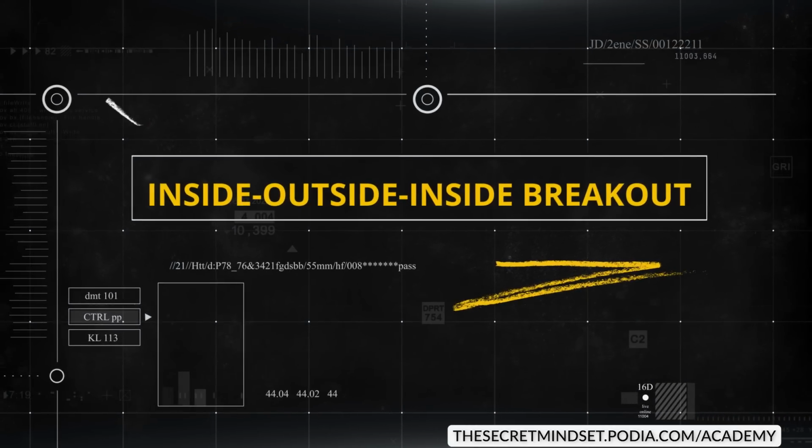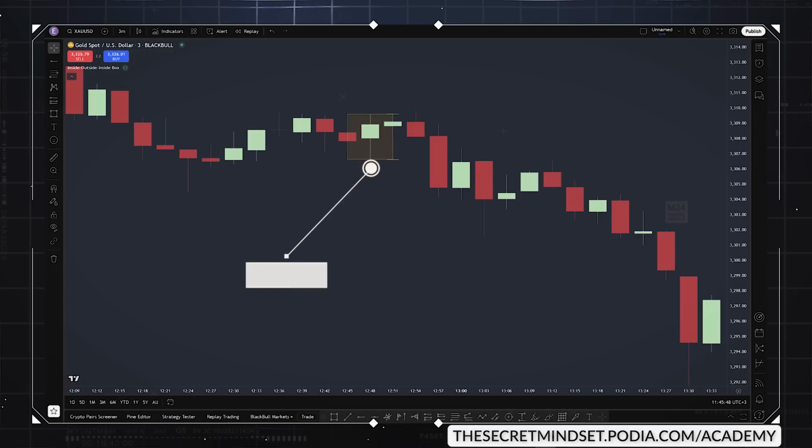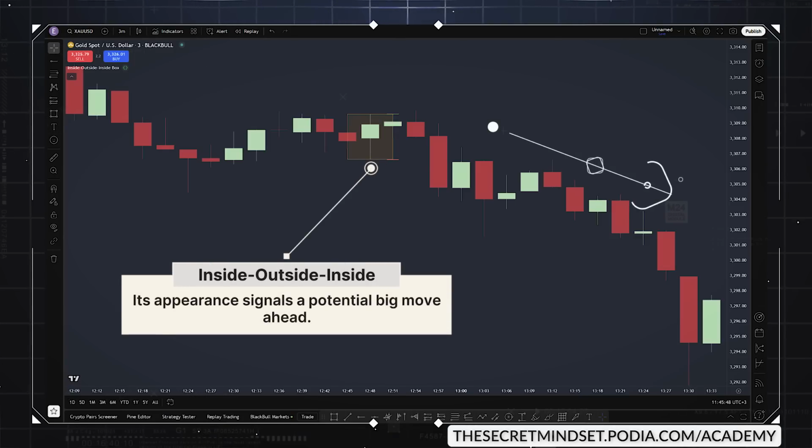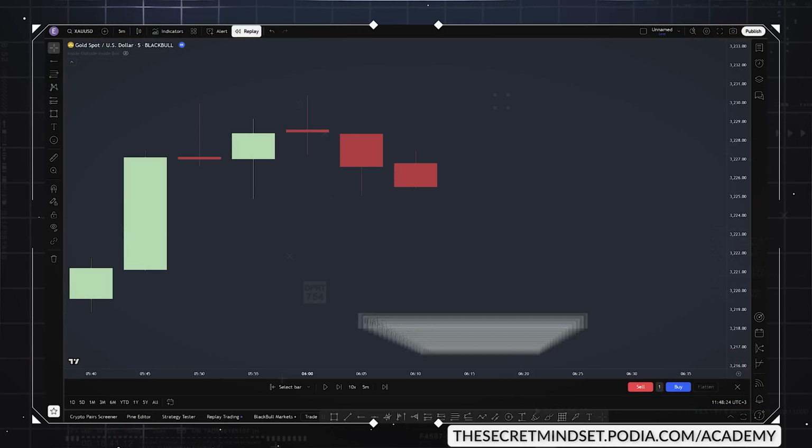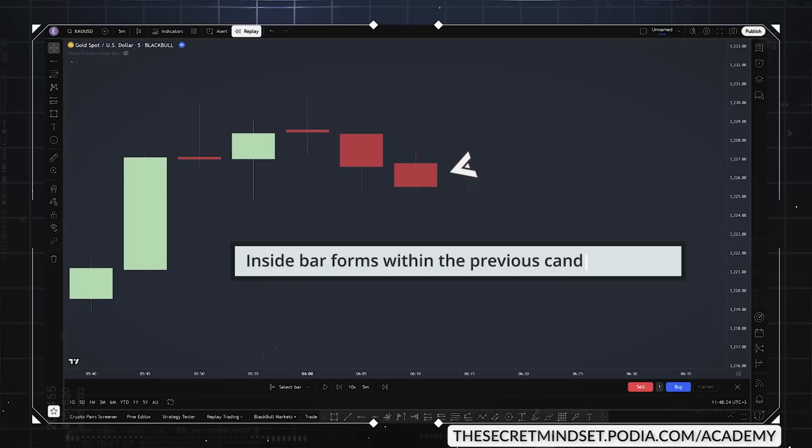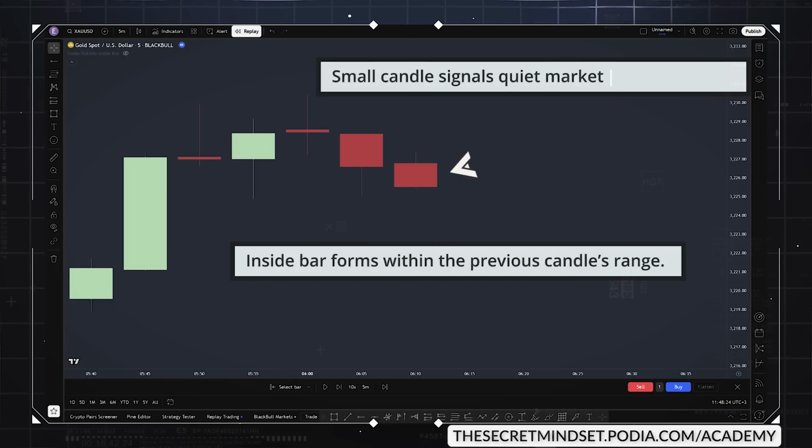The inside, outside, inside pattern is not common. Most traders miss it. But when it shows up, it means something big might be coming. First, price prints an inside bar. This candle sits inside the range of the one before. It's small. It shows the market is quiet. Buyers and sellers are holding back. Some call this a pause or a squeeze.